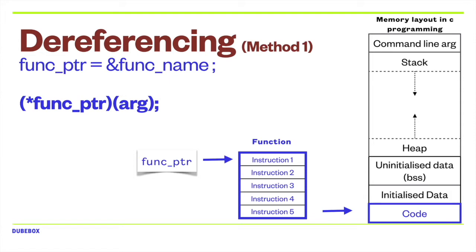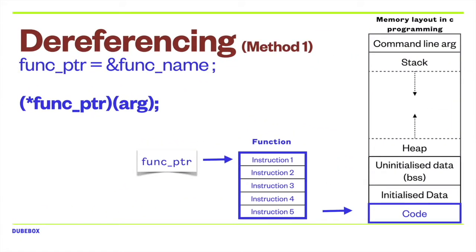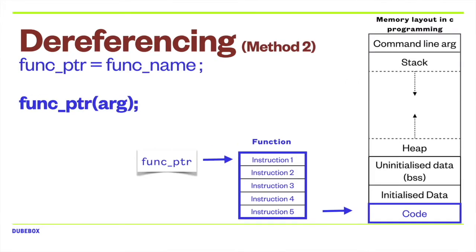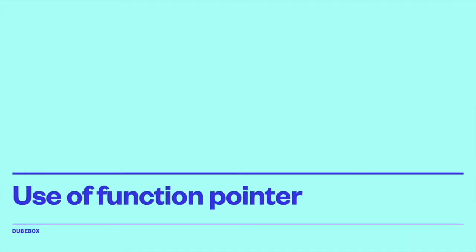Next, we'll see the dereferencing. Dereferencing means accessing the memory location that the pointer points to. Dereferencing also can be done in two ways. If we have assigned the reference of a function using the ampersand operator, dereferencing can be done with the asterisk operator, and we have to pass the arguments to it. And if we have assigned without using the ampersand operator, then dereferencing can be done without using the asterisk operator, and we have to pass the arguments to it. Now we'll see the use cases with examples.